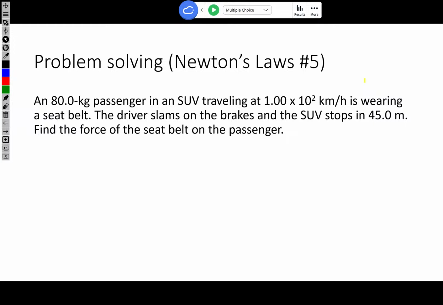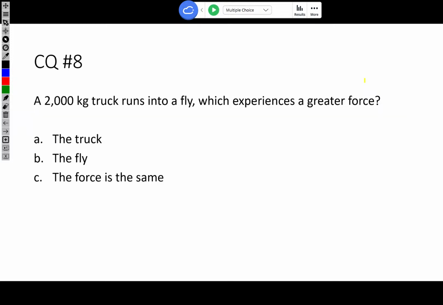Do we want to do this one? I want to stay on the train of Newton's laws. We might come back to this. All right, Newton's third law. So we'll come back to that problem at the end and solve it.